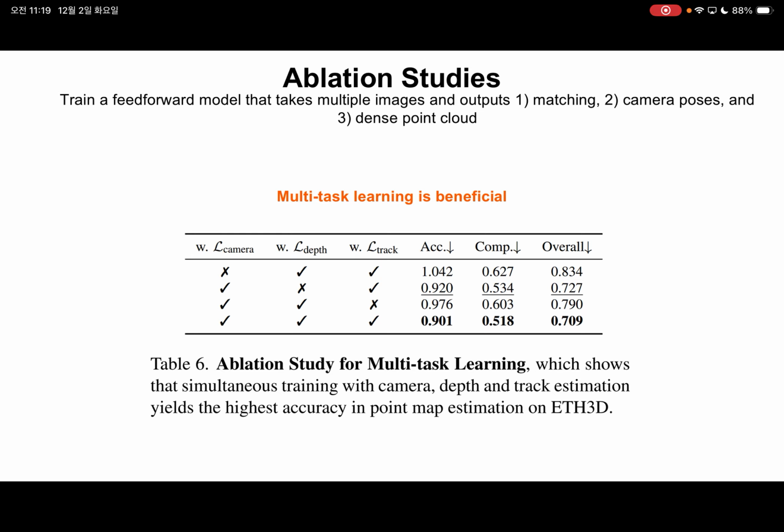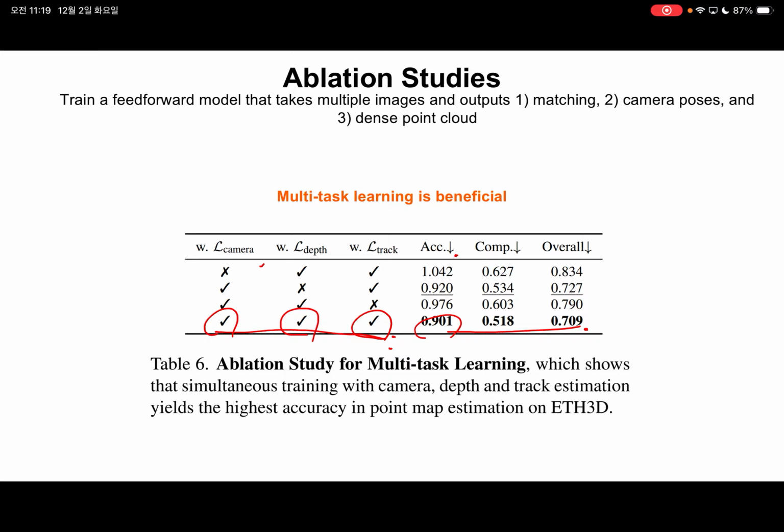And there are many tasks in this paper, right? Camera pose estimation, depth estimation, point cloud estimation, image matching, tracking. They argue that this kind of multitask learning is beneficial. Using all these tasks produces the best result. They are saying, so I think ACES is acceleration error. So anyway, using all this multitask learning gives the best result.